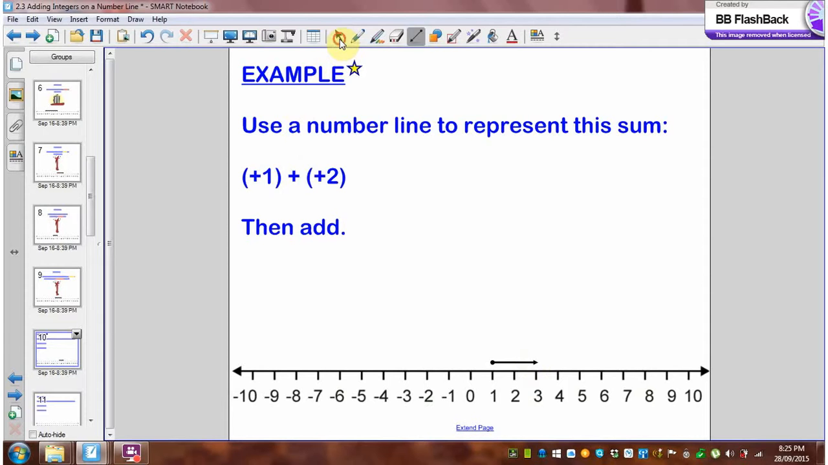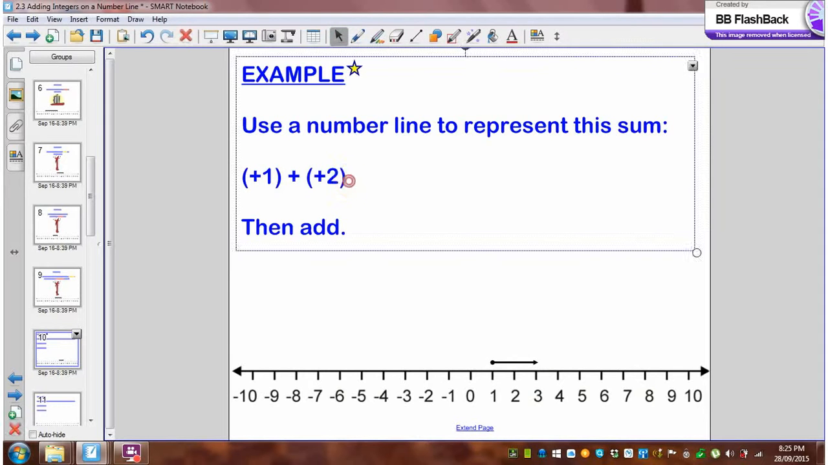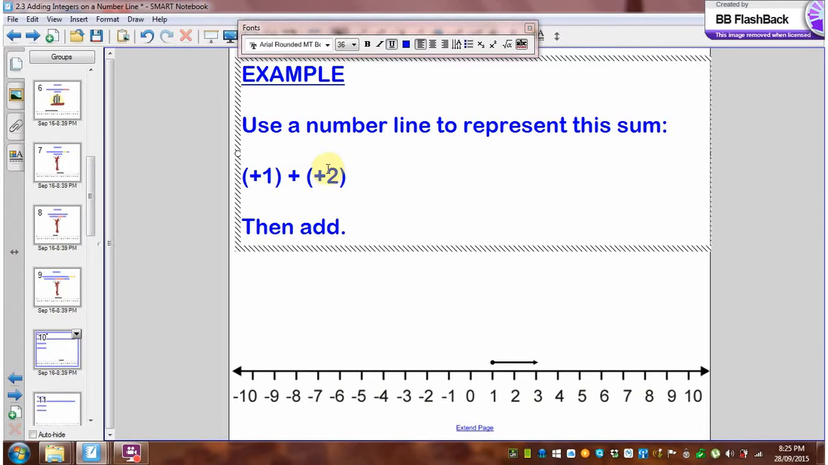So then add. This is pretty easy because we're used to these positive numbers. But just to get the hang of using our number line, we see 1 plus 2. 1 plus 2 equals +3. How do we know that using the number line? We know because we drew out our number line and we ended here.